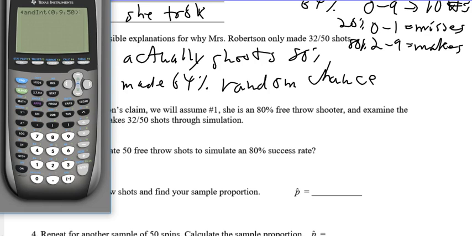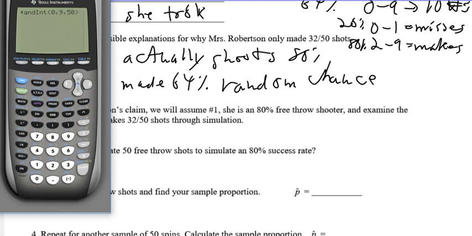So for those of you with the newer calculator, it's going to be 0 for lower, 9 for upper, and 50 for your N. So for those of you with the newer calculators, what you're going to do is go to paste, hit enter, and now you're right where we are. Okay, so if you have one of the newer calculators, go to paste, and you're matching this screen.